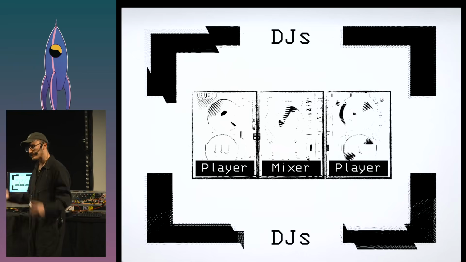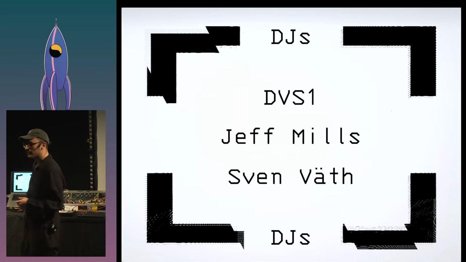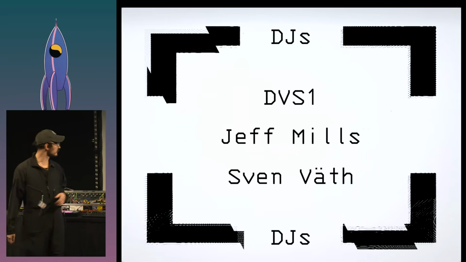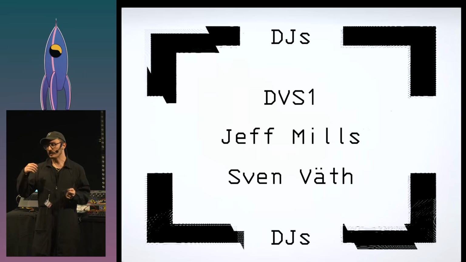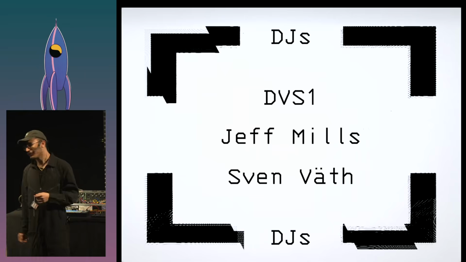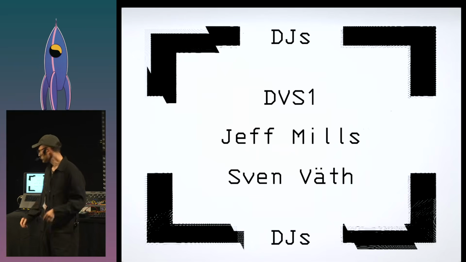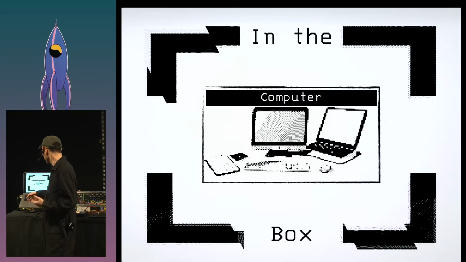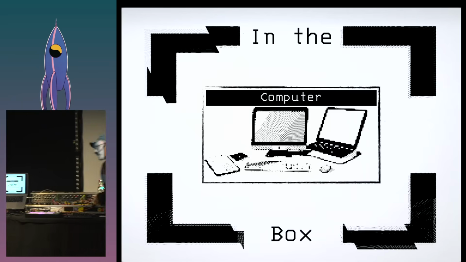That's an example of a DJ setup with 2 players and a mixer in the middle. Some names you might know are Sven Väth, Jeff Mills, quite important names in techno music, or DVS1, a person who is quite important right now.